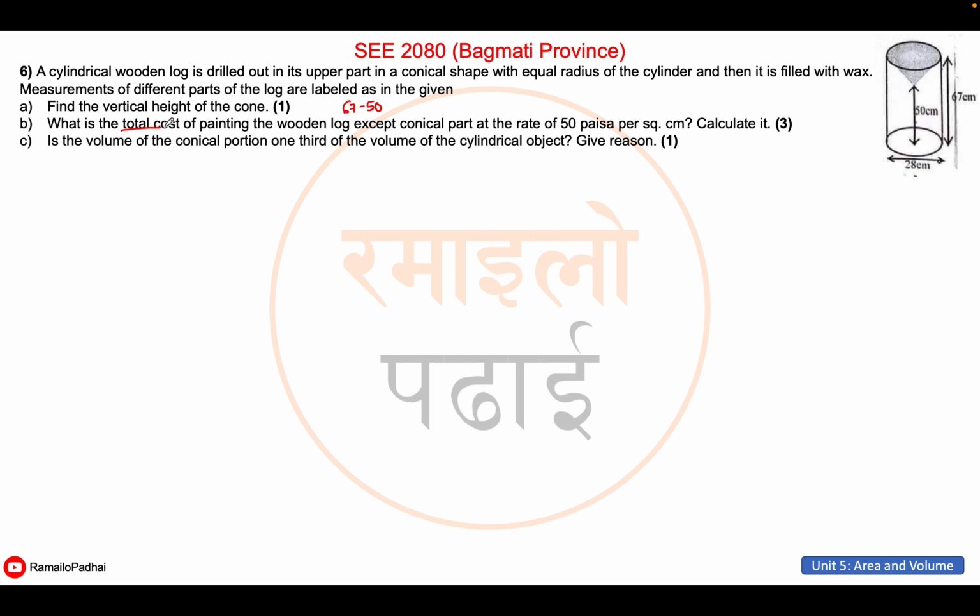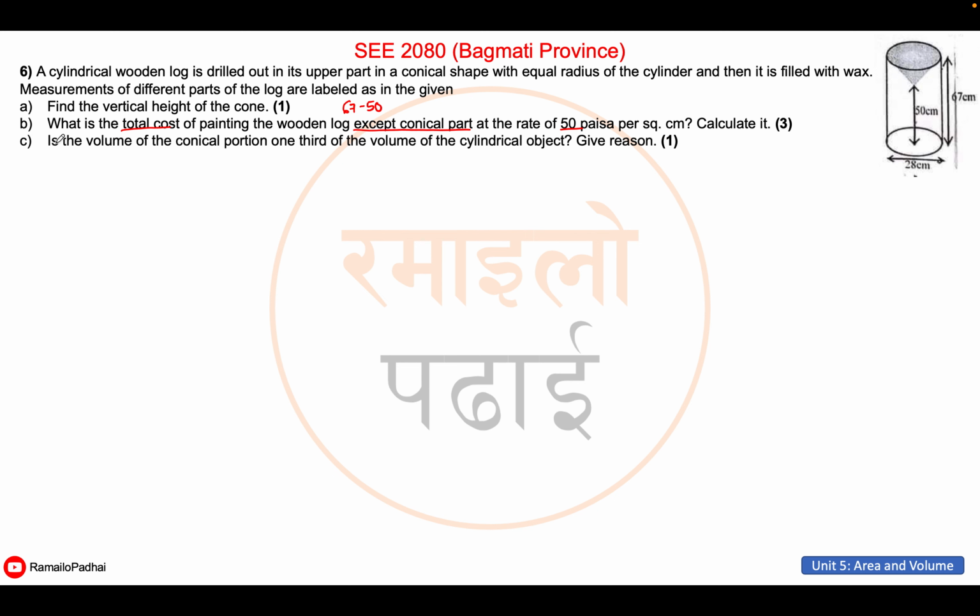And in B, what is the total cost of painting? So we will need to find the total cost of painting the wooden log except the conical part at the rate of 50 paisa per square centimeter. So we will need to find the area of the cylindrical log that needs to be painted. That will be the curved surface area of the cylinder and the base area of the cylinder, and we are strictly told not to consider the conical part while painting. So we will first find the CSA of the cylinder and the base area of the cylinder, add those two areas, and then multiply with the rate to find the total cost of painting.